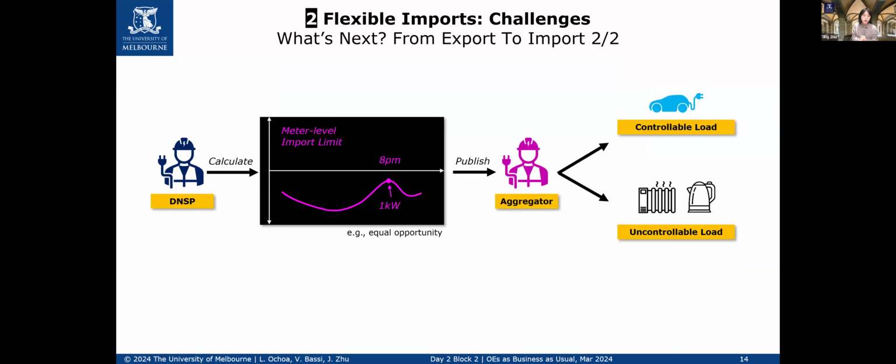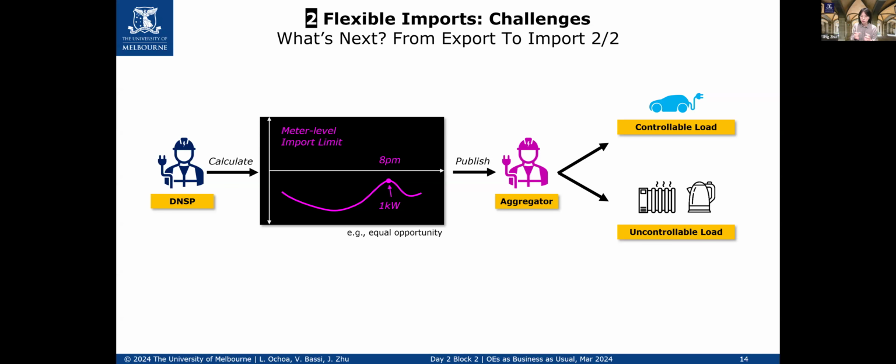Let's have a look. Similar to the meter level export limits, this import limit is calculated by the DNSP. For example, at 8 p.m., which is a peak time, this import limit can be very low, for example 1 kilowatt here. And if considering equal opportunity, every house will receive an import limit of 1 kilowatt at their meter level. So this 1 kilowatt will be published to the aggregator, and they will be responsible for managing the assets behind the meter to ensure those loads are within the import limit.